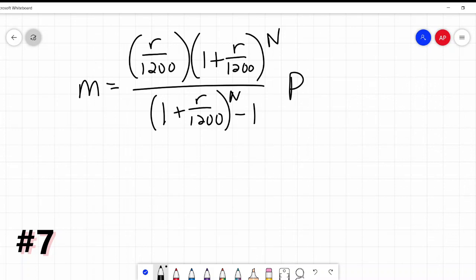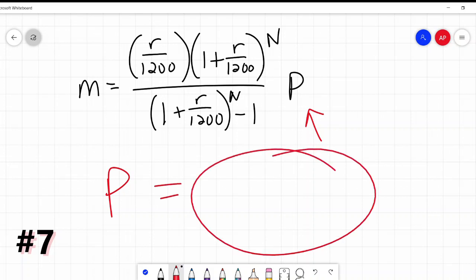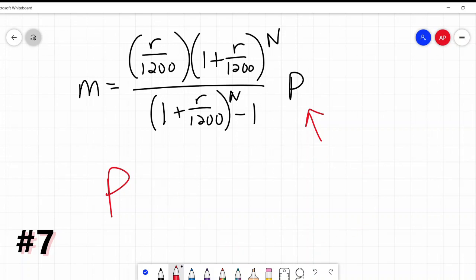It says the formula above gives the monthly payment M needed to pay off a loan of P dollars at R% annual interest over N months. That's a lot going on. You go, wow, what am I going to have to do with this? But here's the question. Which of the following gives P in terms of M, R, and N? Anytime it says which of the following gives P in terms of this, they're wanting you to get P by itself, equals, and everything else on the right-hand side. That's what they're looking for.